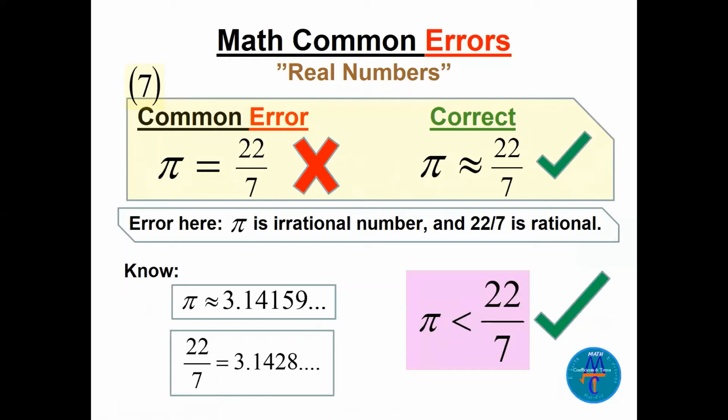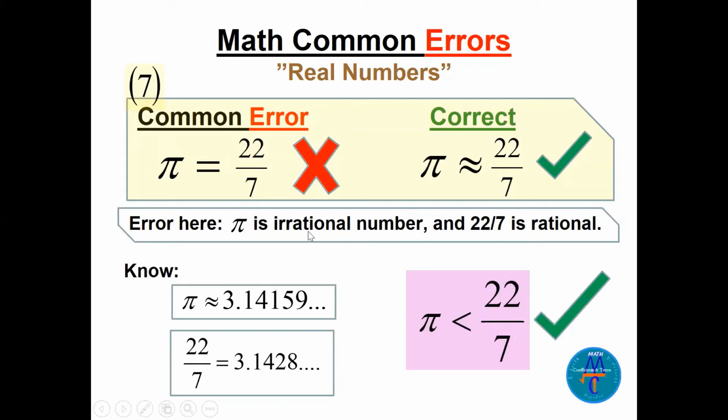Now, error number 7 about real numbers. Very common. If you ask a student, pi is equal to 22/7, true or false? Probably most of them will say true. But it is not true. Pi equals 22/7 is wrong. So what is the correct answer? Pi is approximately 22/7. Which one is bigger? Can you figure out which one is bigger, pi or 22/7?